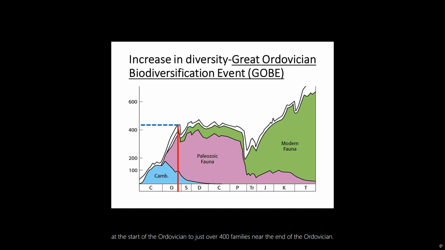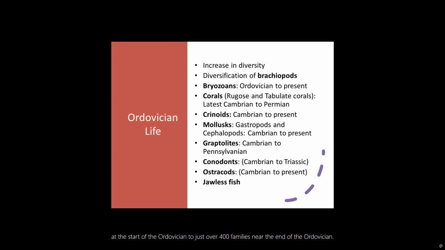Note the increase in marine families from approximately 150 at the start of the Ordovician to just over 400 families near the end of the Ordovician, marked by the blue line. As you saw in the previous graph, the Ordovician experienced a major increase in biodiversity.